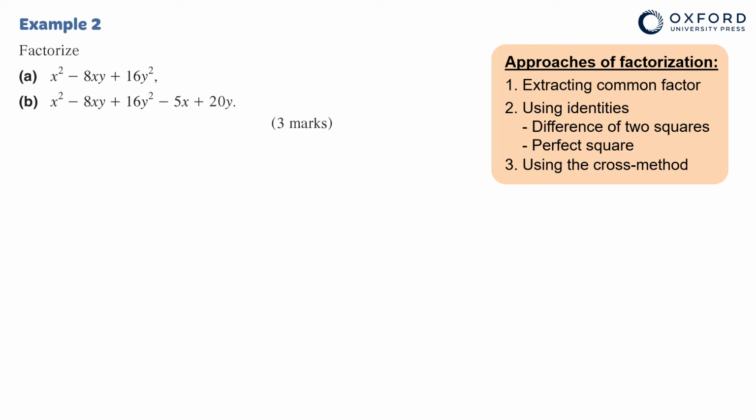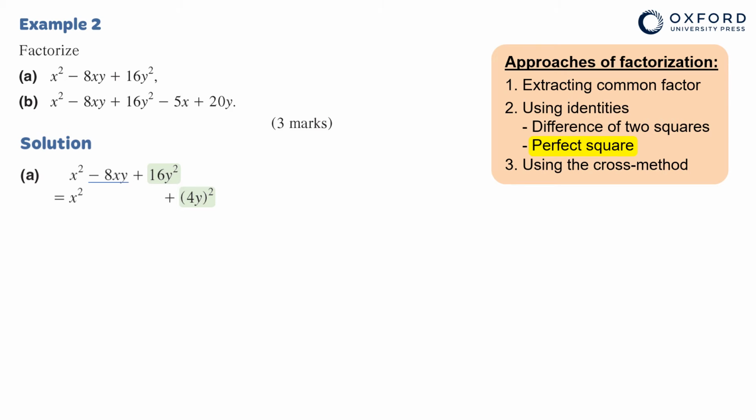In question 2 part A, there are 3 terms. Some of them are terms with degree 2. Besides, 16 is a square number, which is equal to 4 squared. Can we use the perfect square identities to factorize this expression? Let's try. The term 16y squared can be written as 4y whole squared.